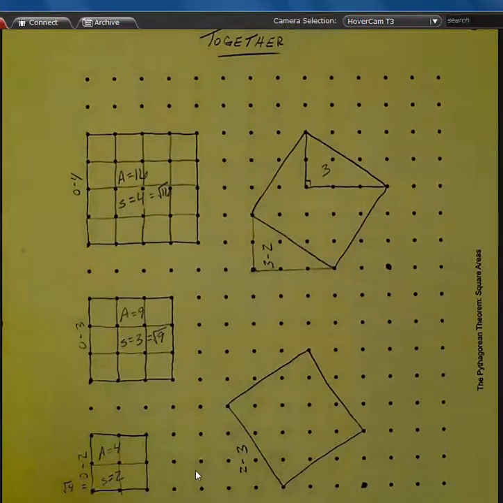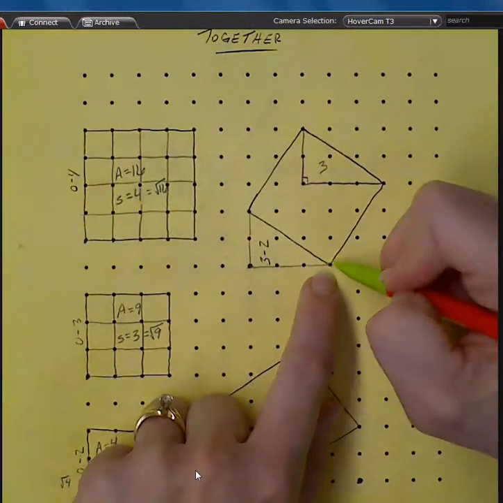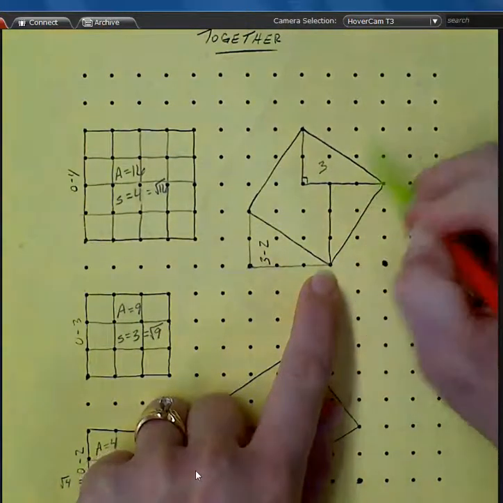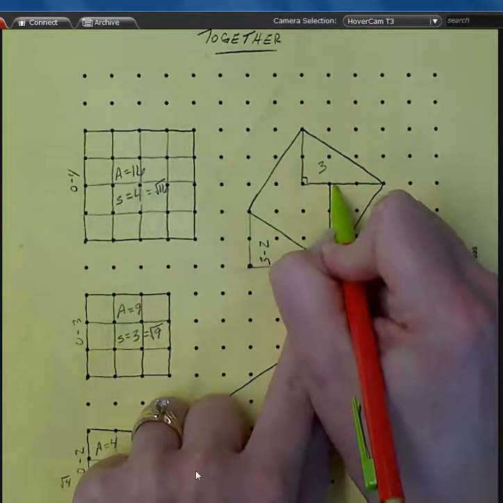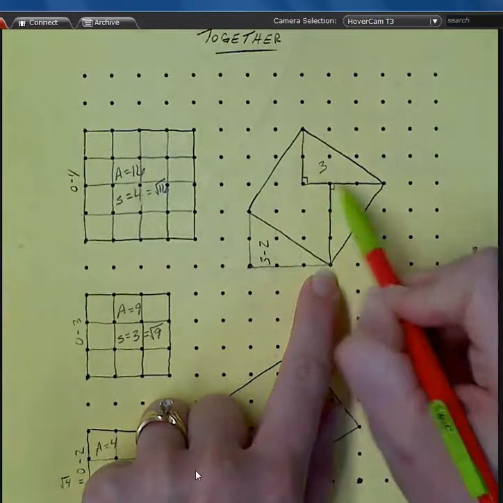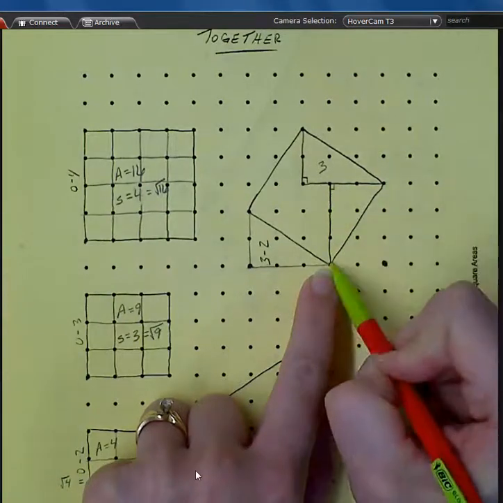I'm going to go from this next corner, and I'm going to go straight up. And it happens to hit this line, so I have another 90-degree angle. Can I find the area of this space right here? It's a 3 by 2, which would be 6.